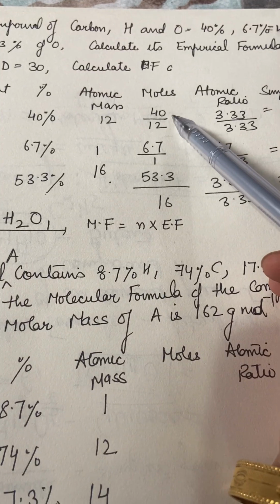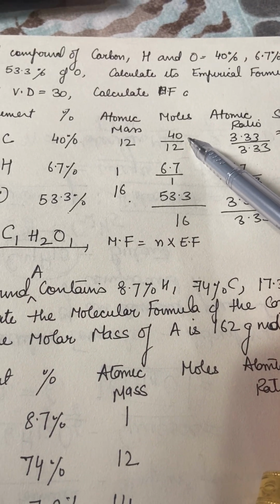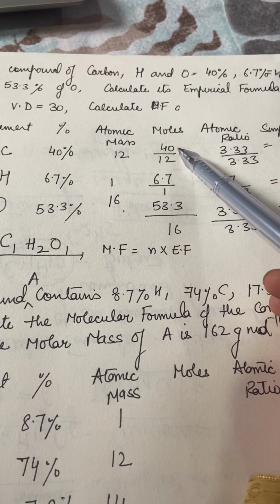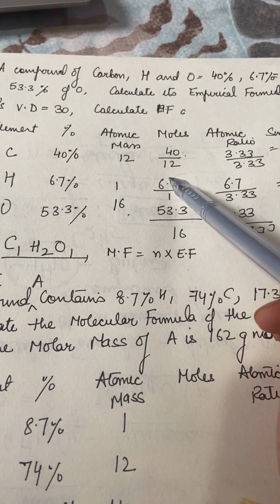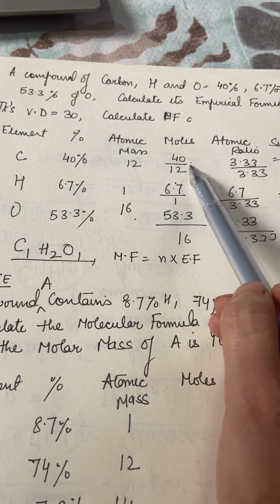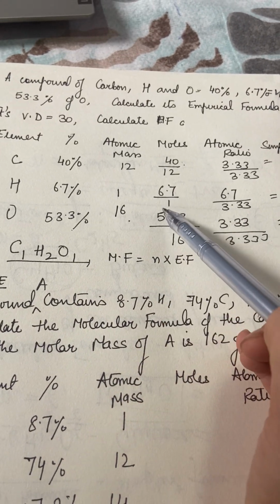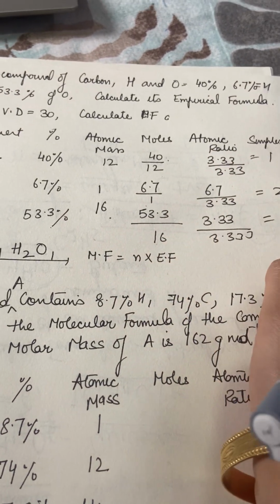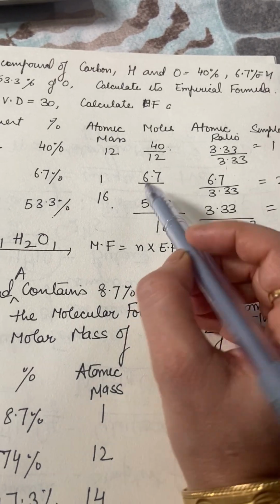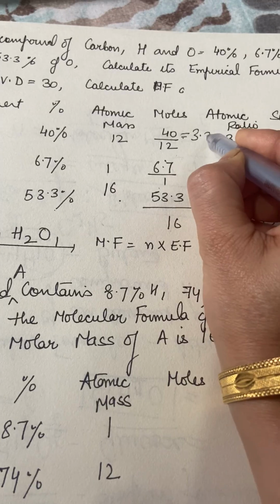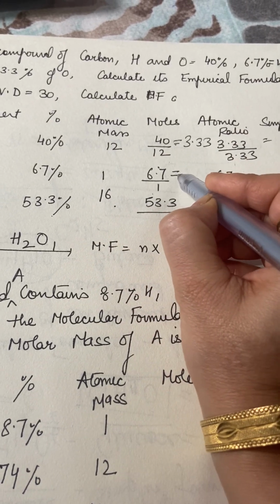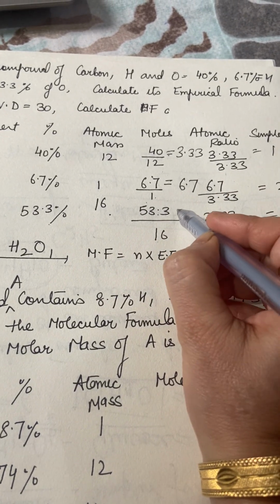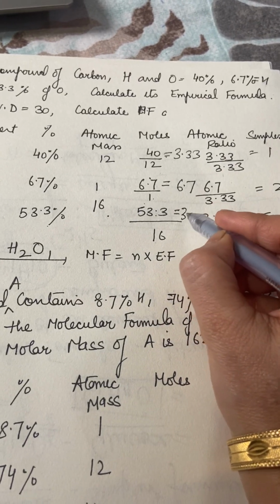Now you know how to calculate the number of moles. I have already explained the number of moles in my second video, where I explained the mole concept. It is the weight of the substance divided by its atomic mass. So 40 divided by 12, 6.7 divided by 1, 53.3 divided by 16. When you divide 40 by 12, you will get 3.33. The second atomic mass is 1, and anything divided by 1 is the same, 6.7. And 53.3 divided by 16, you will get again 3.33.